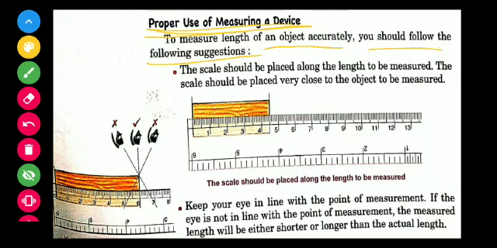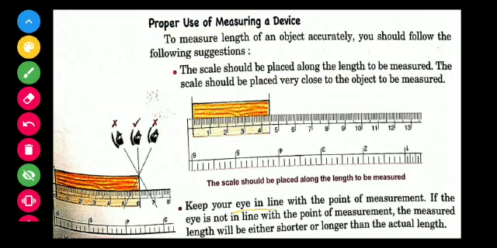Number one, the scale should be placed along the length to be measured. The scale should be placed very close to the object to be measured, which means there should be no gap between the measuring device and the object to be measured.